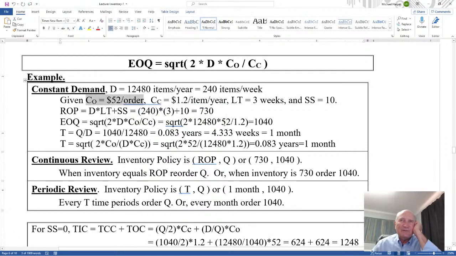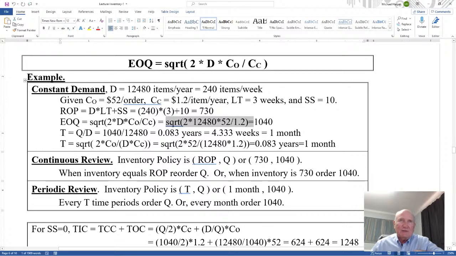I thought that was 52 weeks in a year, but it's not. Okay, and then divide by my carrying cost of $1.20. There we go. Again, units are very, very important. You can see here I almost got confused. So me, you, everybody has to be very, very careful.